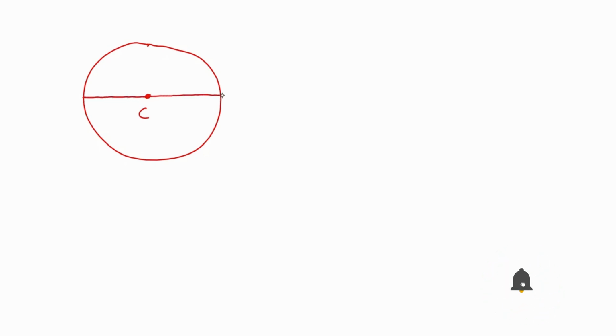Now we have a circle here, and this circle has a center. Let's call the center of the circle C. There is a diameter which passes through the center of the circle, and this diameter has its ends. One end is the point A, which has the coordinates x1, y1. The other end is the point B, which has the coordinates x2, y2. Now, let's assume a point P on the circumference of the circle, which has the coordinates x, y.